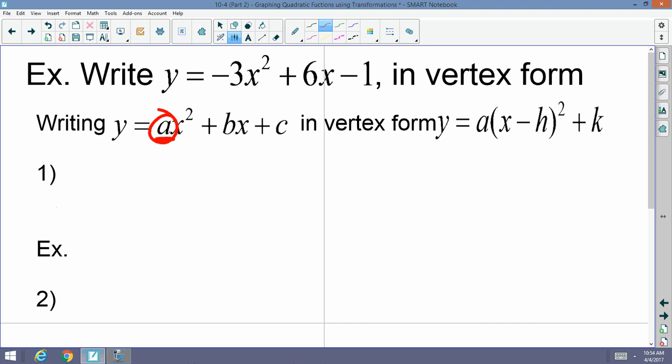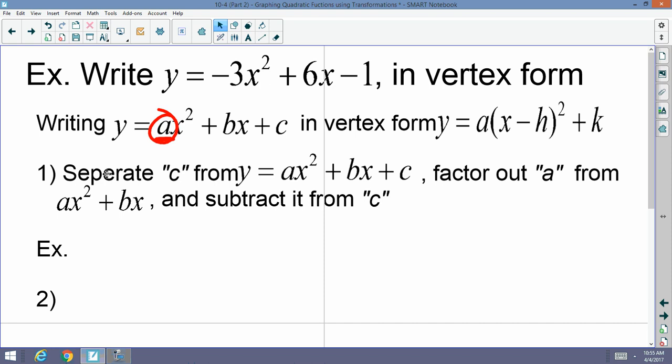If you remember, when we were completing the square, you had to divide everything by a. This is similar, but not exact. Step one: separate the c from the ax squared and the bx. But then you're going to factor out an a only from the ax squared and bx. You're not going to touch that c. Do not touch that c.